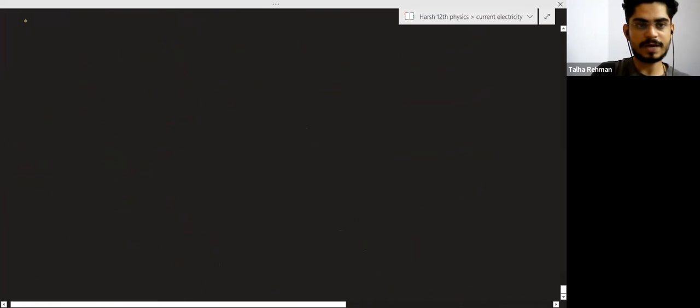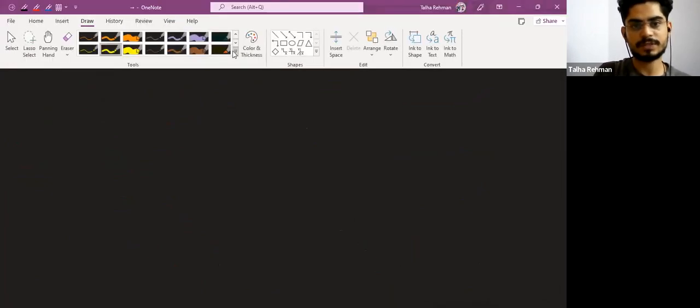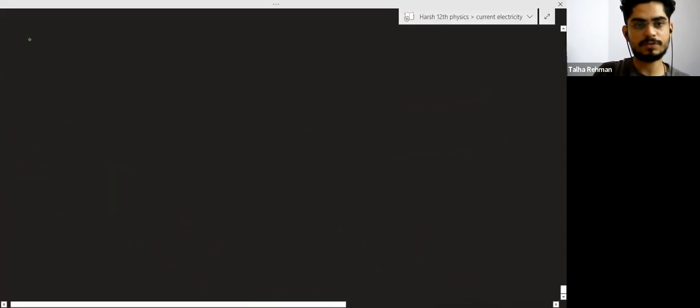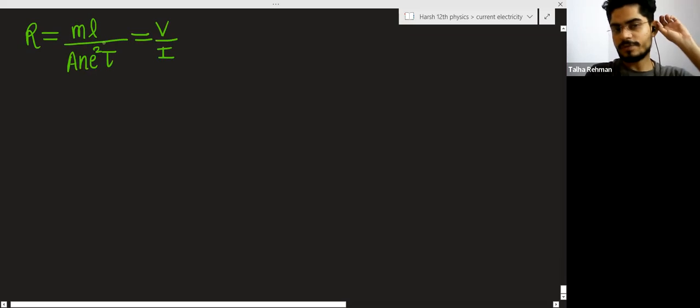Now we have the formula of resistance: R is equal to mL divided by A n e squared tau. This can also be written as potential difference divided by current. So now we will use this formula.